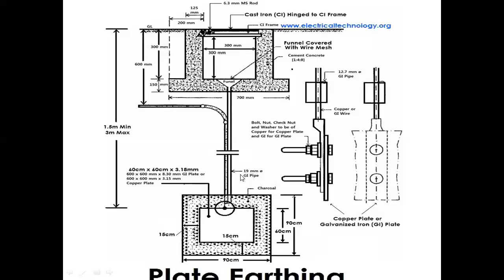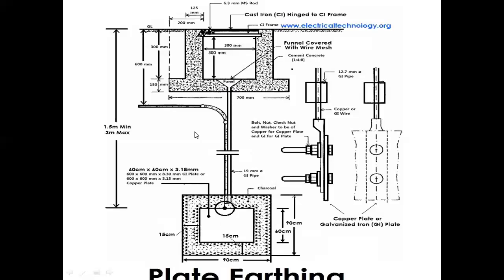And this is the 19 mm GI pipe, which is connected to the copper plate or GI plate with the help of copper nuts, bolts and washers. If it is a GI plate, then GI nuts, bolts and washers made of the same material are used, and that should be connected to the main funnel. This is the funnel covered with wire mesh, and this is the cement concrete, and this is the ground level. Above we have the cast iron frame, and all these basic structures are made properly. Through the funnel we can pour salt water periodically for maintenance purposes, and this is where the wire is brought out and carried to the main buildings or to the machines.